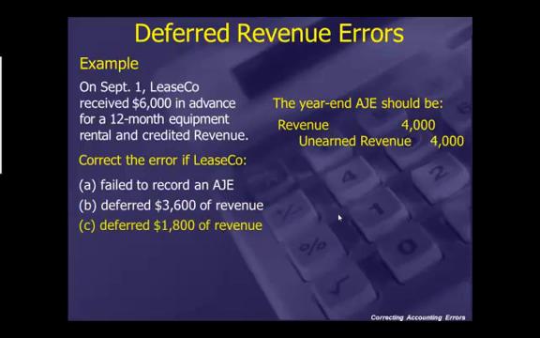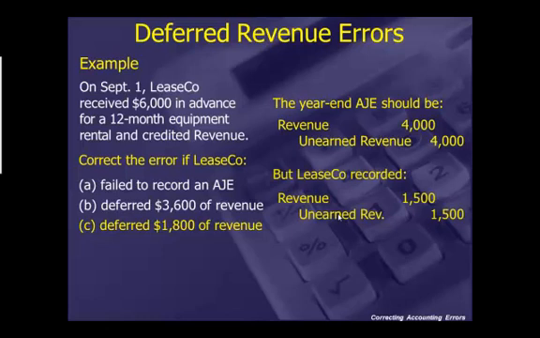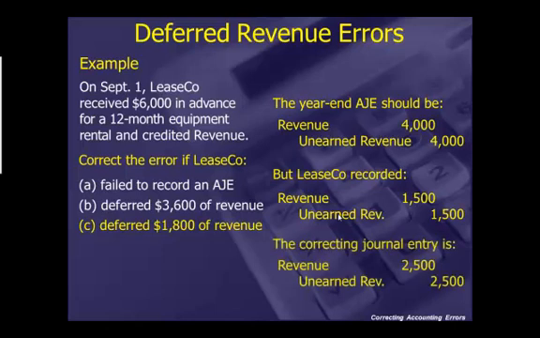If $1,800 of revenue was deferred, then there would be a debit to revenue of $1,500, a credit to unearned revenue of $1,500, and the correcting entry would be to debit revenue of $2,500 to get it to where we need that $4,000 removed, and we would credit unearned revenue for $2,500, making a total there in unearned revenue of $4,000. By the way, there is a typographical error here. That deferred $1,800 is incorrect. That should be the $1,500.